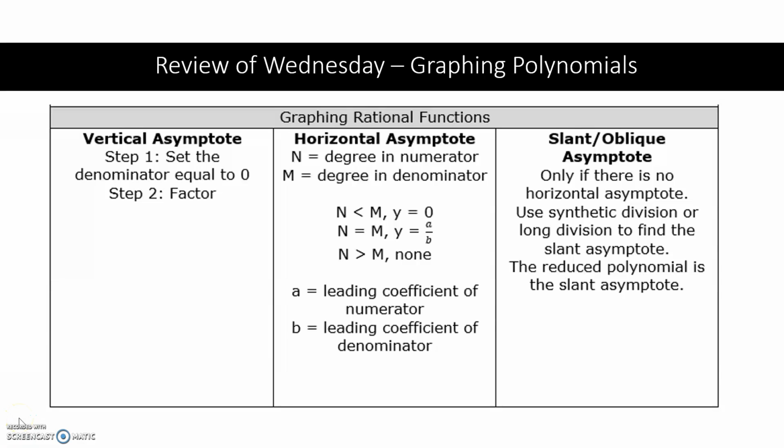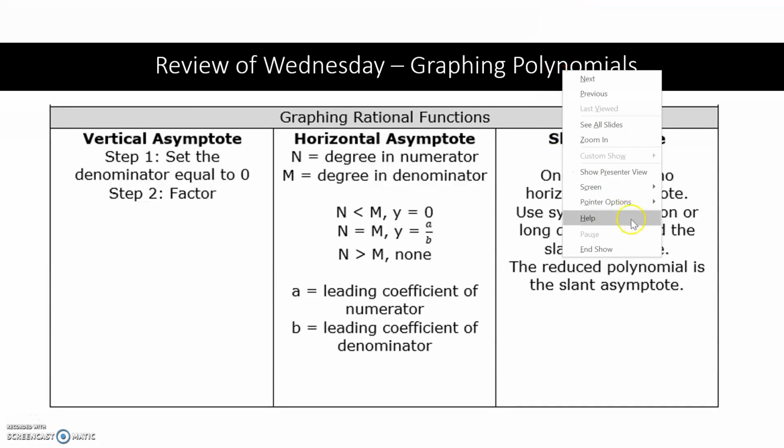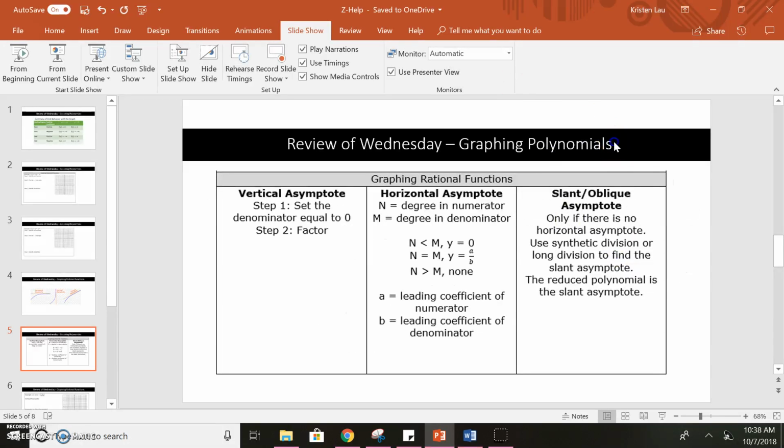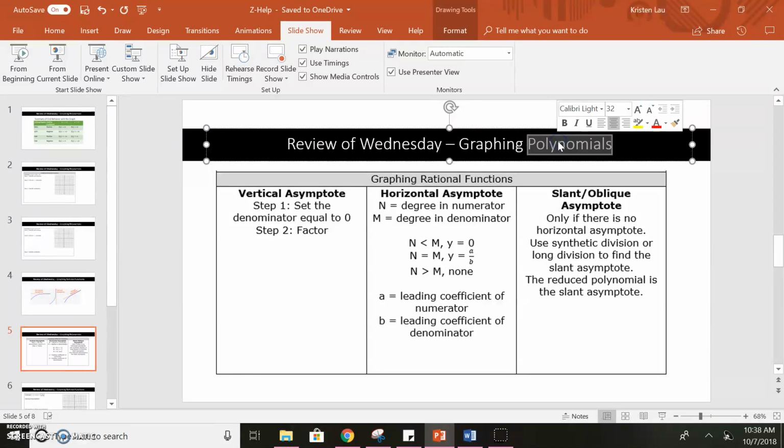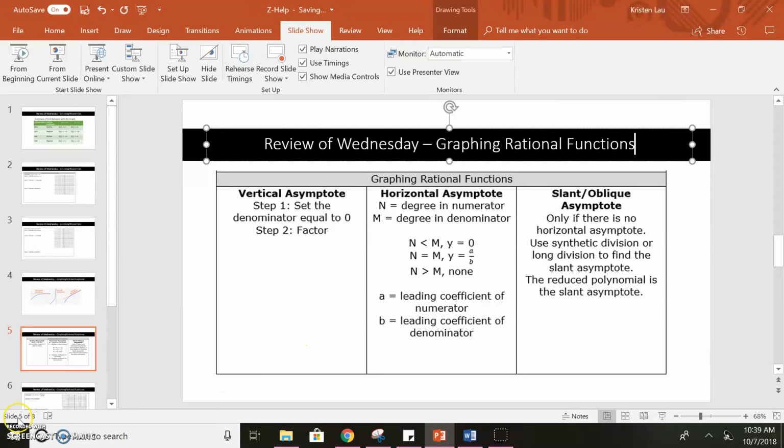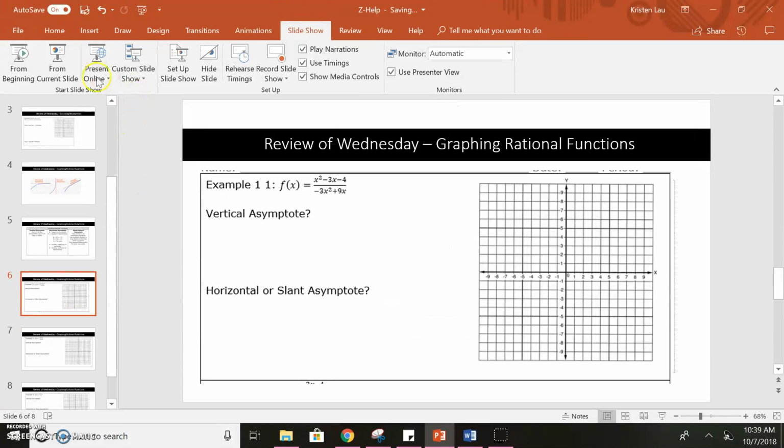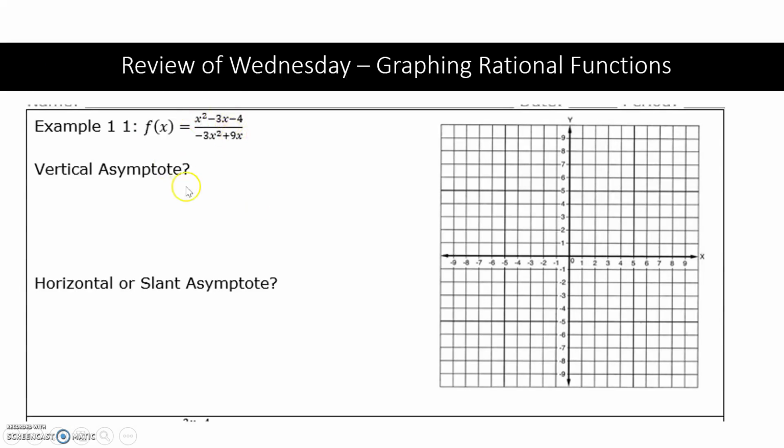This is the second part of Wednesday's assignment. It is graphing rational functions. So that shouldn't say polynomials, because now we are graphing rational functions. And so when we're graphing rational functions, it's going to look something like example 1.